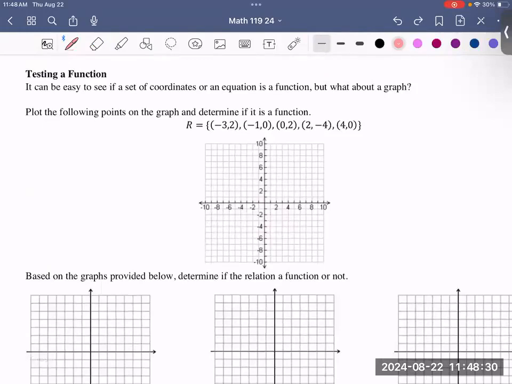So testing a function can be easy if a set of coordinates or an equation is a function. To determine the aspect of it, do your x values repeat? But what about a graph itself? So instead of plotting these points, let's actually practice writing the equation, or having the equation of a line, and having you guys actually graph y = -2x + 3.